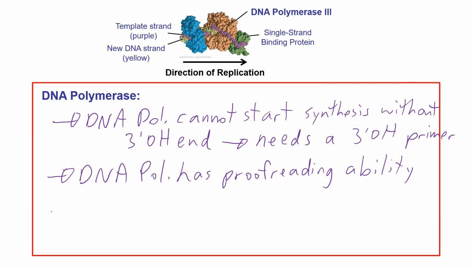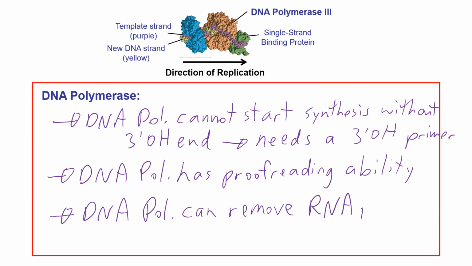So the last thing, and this will come up again a little bit later, is that the DNA polymerase, as part of its proofreading and part of the DNA synthesis, can remove our primers. Our primers are RNA primers, and we'll talk about what that looks like in a few minutes. So it can remove RNA primers. That's my last note for now.